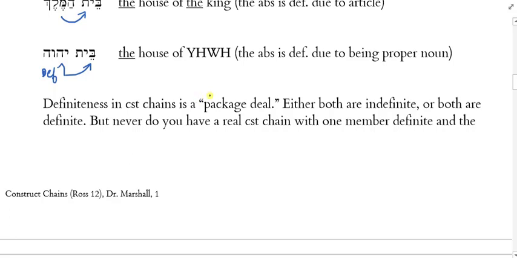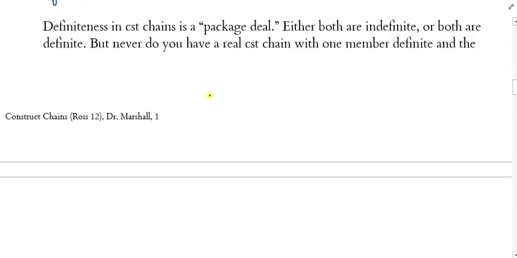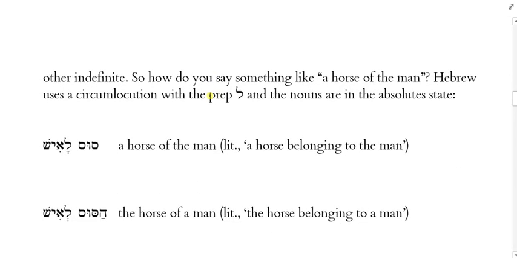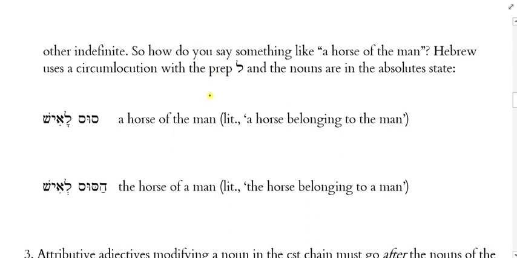So definiteness in construct chains really is a package deal. Either both are indefinite or both are definite. But never do you have a real construct chain with one member definite and the other indefinite. So the question then arises, how can you say something like a horse of the man or the horse of a man? You got to be able to say that, right? So how do we do it?